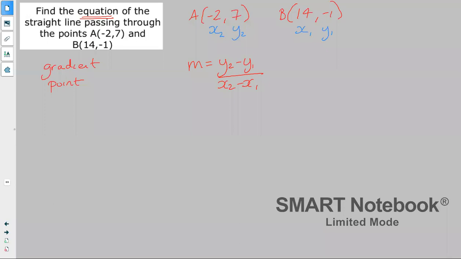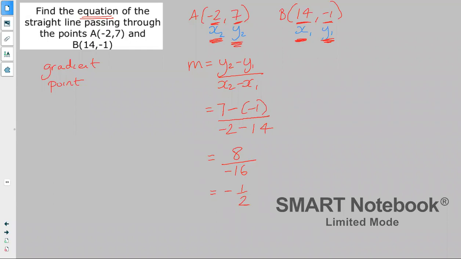And then you're just substituting in here. So y2, which is here, which is 7. So 7 take away y1, which is -1, put that in brackets, all over x2, which is here, which is -2, take away x1, which is 14. And then 7 take away -1 is 8, and -2 take another 14 away is -16. Simplify that, and you get -1/2.